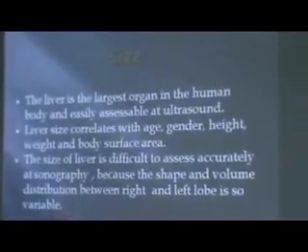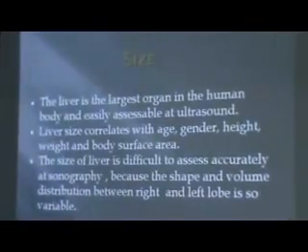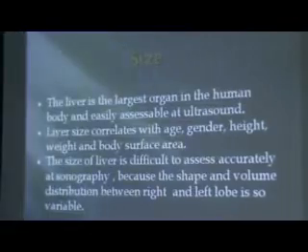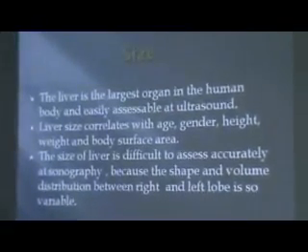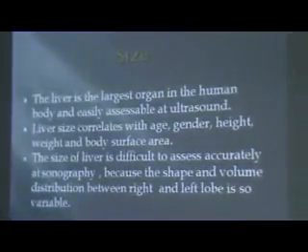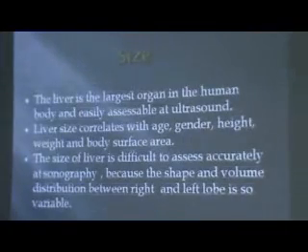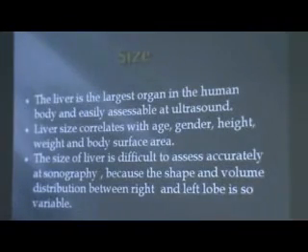The liver is the largest organ in the human body and is easily accessible at ultrasound. Liver size correlates with age, gender, height, weight and the body surface area. The size of the liver is difficult to assess accurately at ultrasound examination because the shape and the volume distribution between the right and the left lobe is so variable.